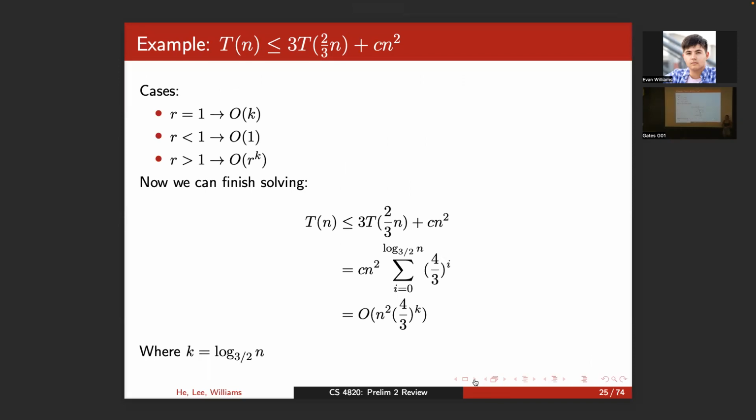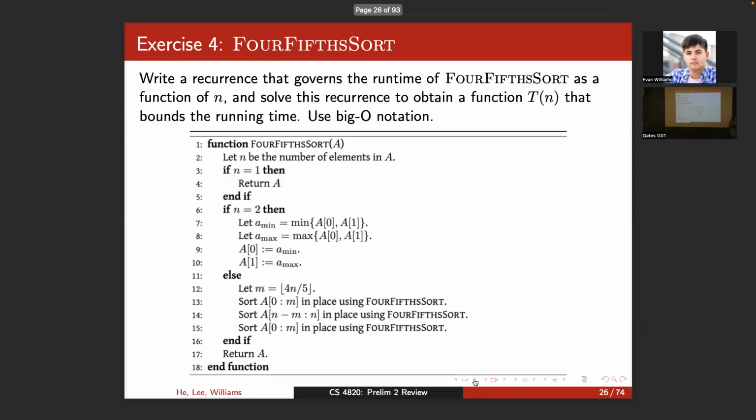Cool. Any other questions about recurrence relations? So you can leave the runtime in the form O of r to the k. You don't need to further simplify, right? So if r is 4/3 and k is log base 3/2 of n, then a valid runtime for the problem is 4/3 to the log base 3/2 of n. And you can literally write O of r to the k where r equals something and k equals something. Yeah, you don't have to simplify it. That'd be awful.